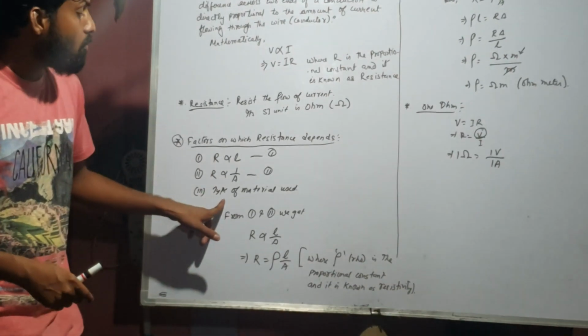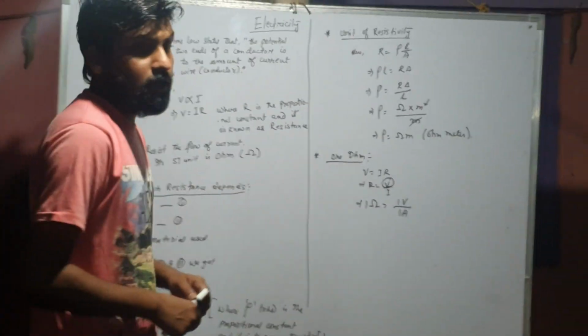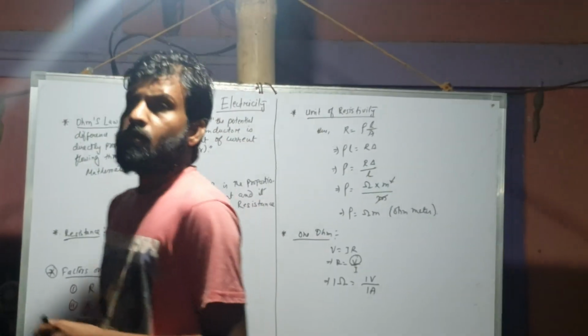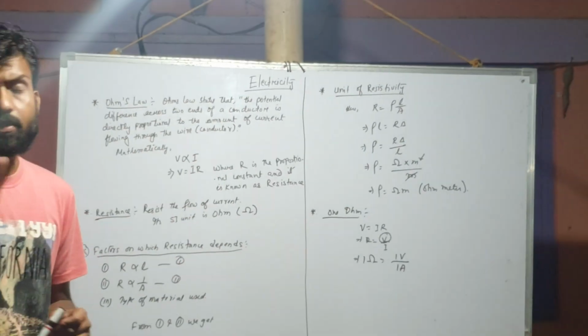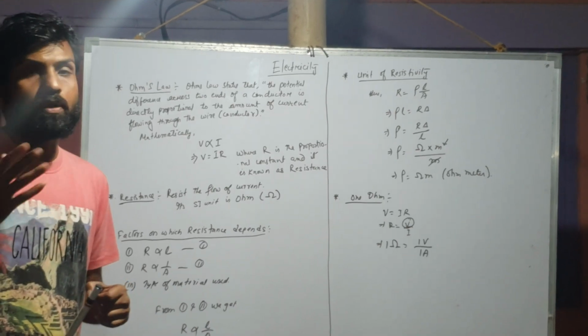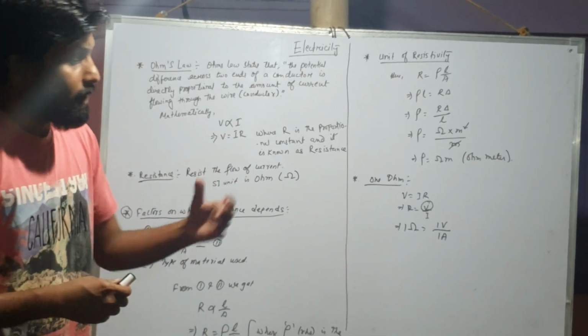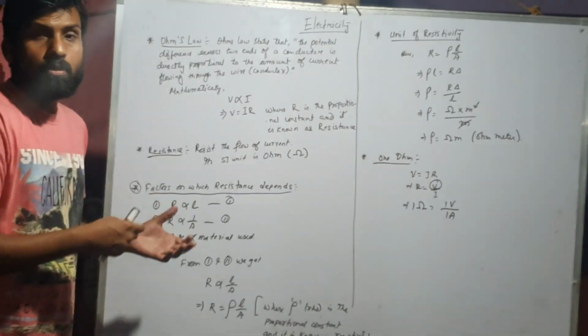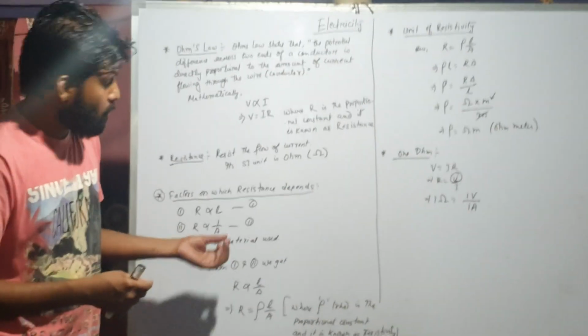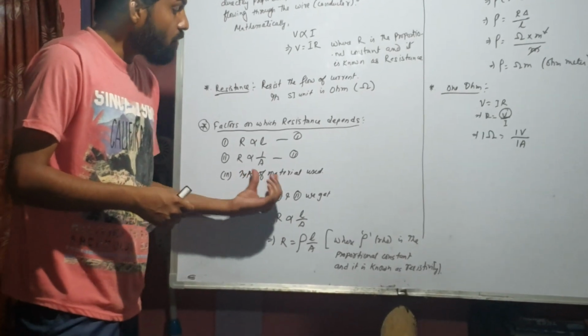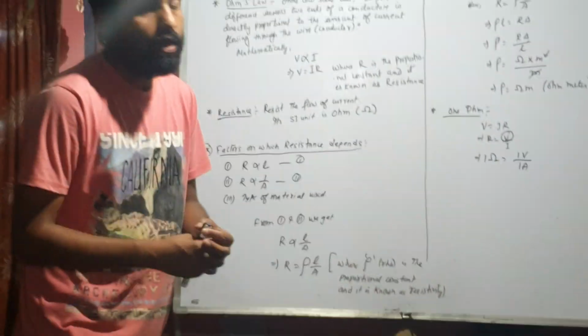The third one is what type of material is used. For making our wire we basically use copper. But copper is not the best conductor. More than copper, gold and silver are better conductors. So it depends on what type of conductor you are using. That's why the third point is that the resistance of a conductor depends on the type of material used for making the conductor.